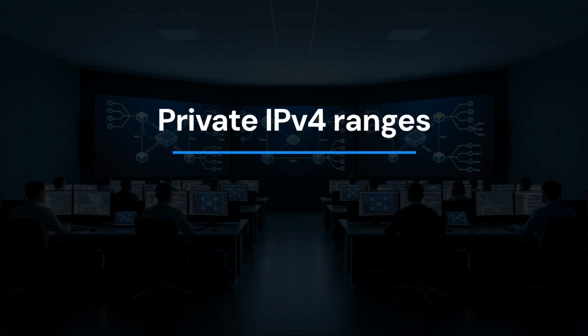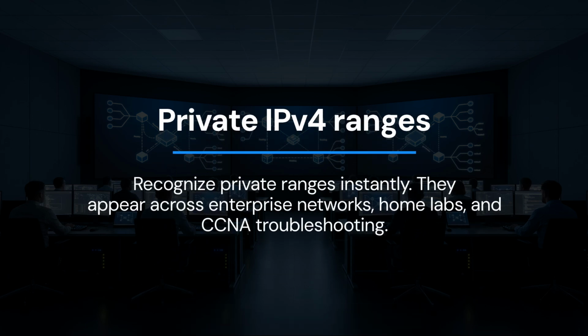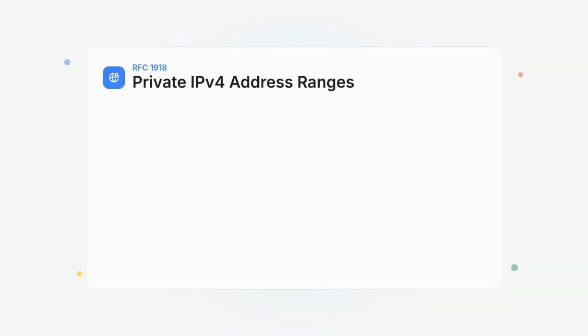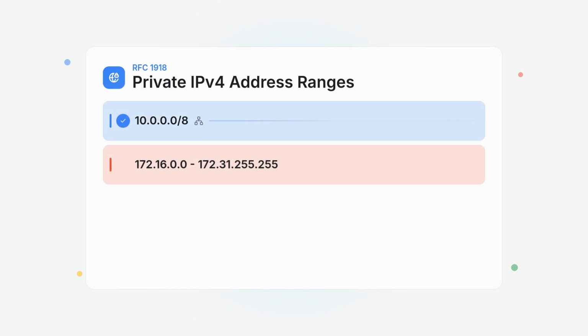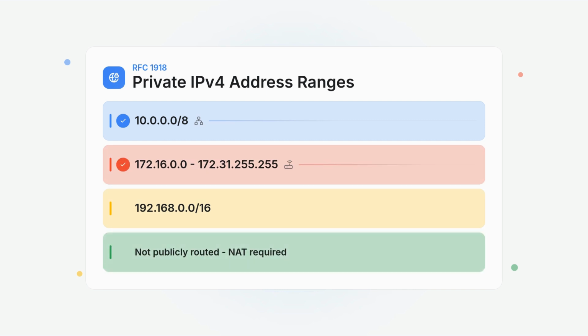Before we leave IPv4 addressing, you need to recognize the private ranges instantly. They show up everywhere in enterprise networks, home labs, and CCNA questions. The private IPv4 ranges are 10.0.0.0/8, 172.16.0.0 through 172.31.255.255, and 192.168.0.0/16. These addresses are not routed on the public internet, which is why NAT matters.